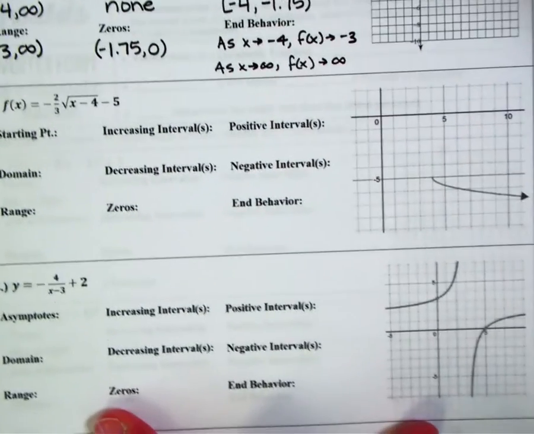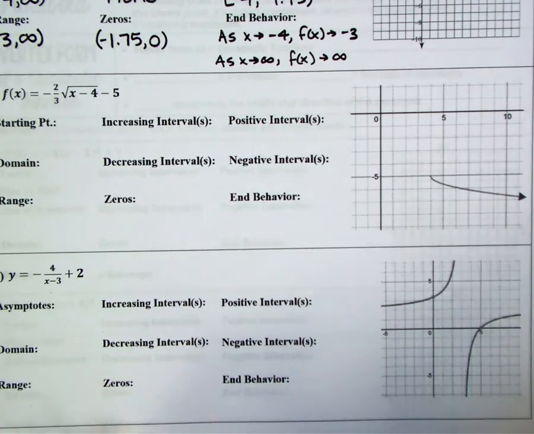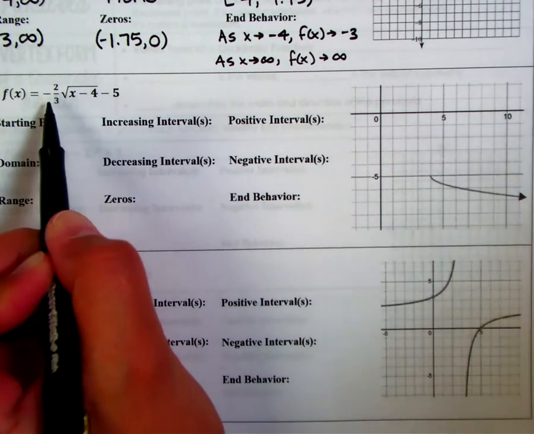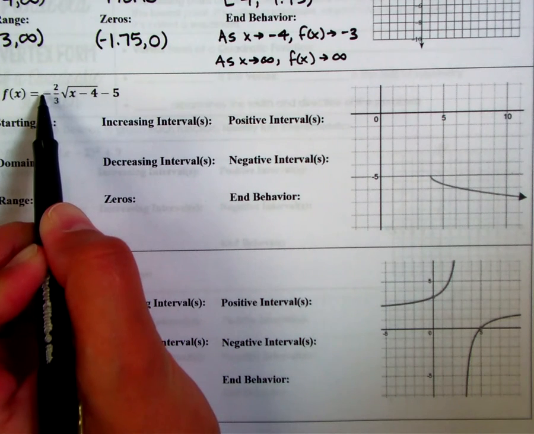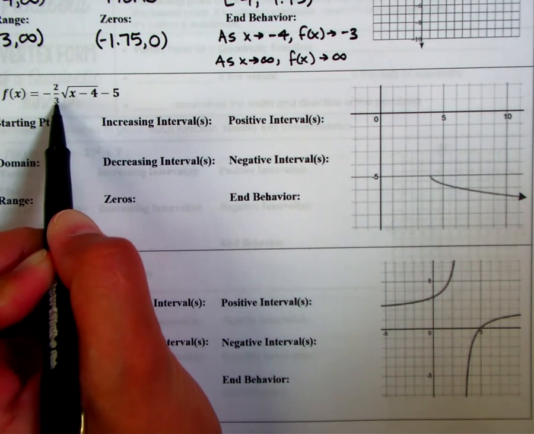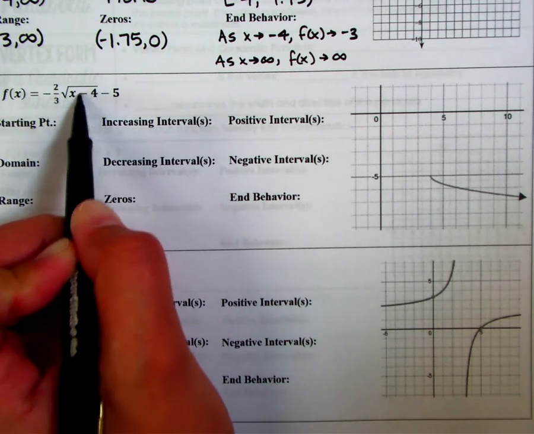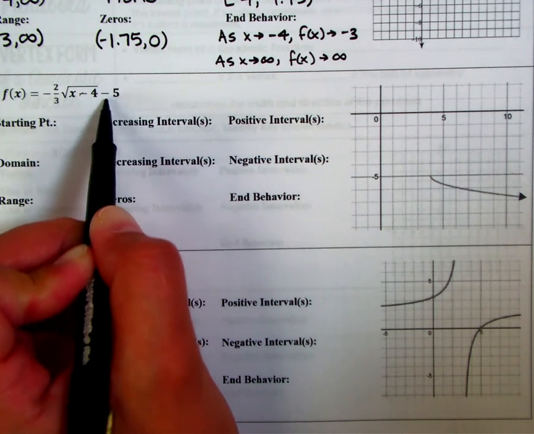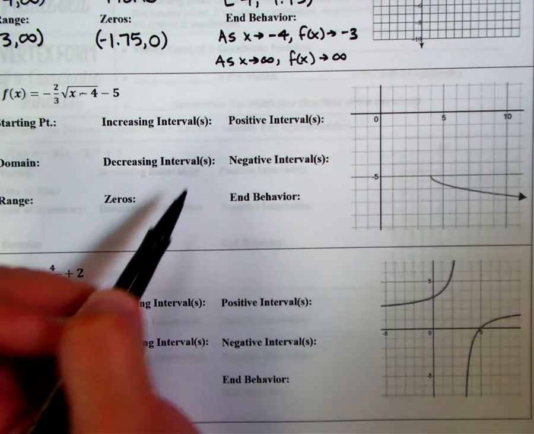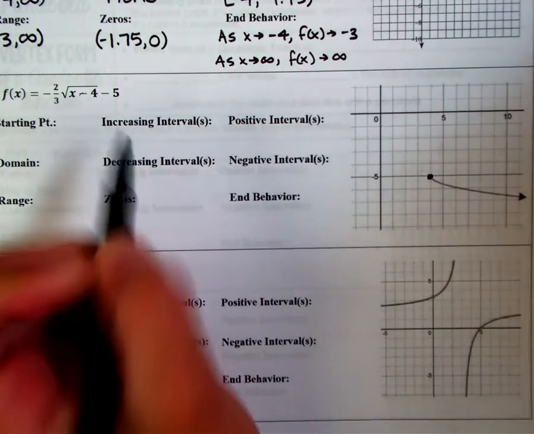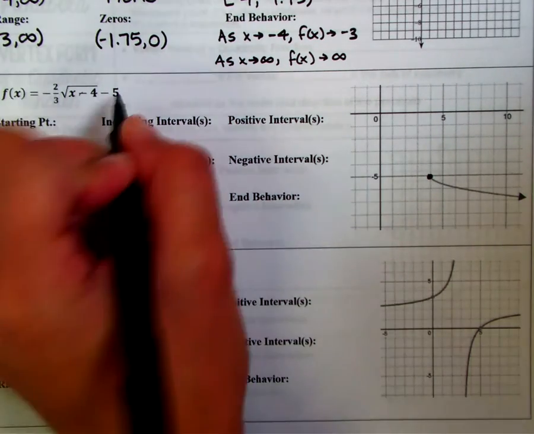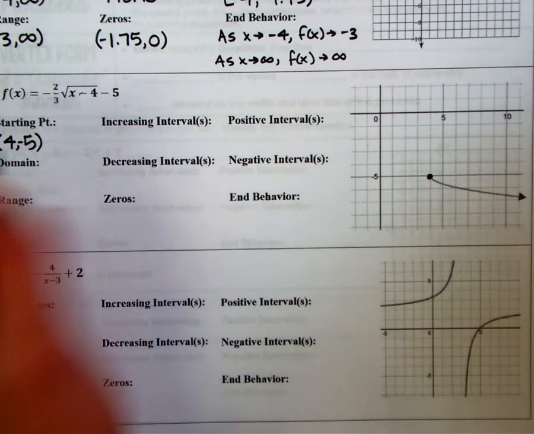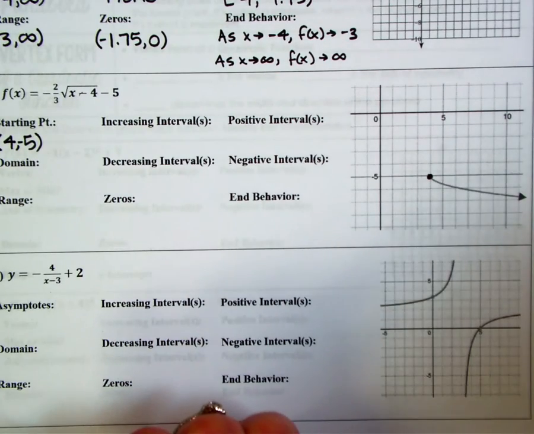If we look at the next example, it's already graphed out for us. We know some things about this function, the transformations in general, that negative is a reflection over the x-axis, the 2/3 is a vertical compression. We go to the right 4 units and we go down 5 units. So my starting point, even if I didn't have the graph, opposite of h, so opposite of -4 is +4, and k, which is -5.